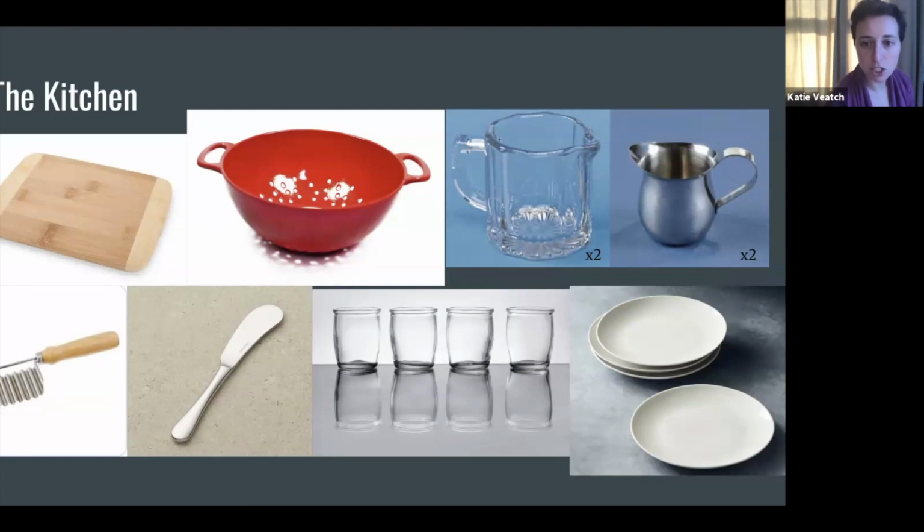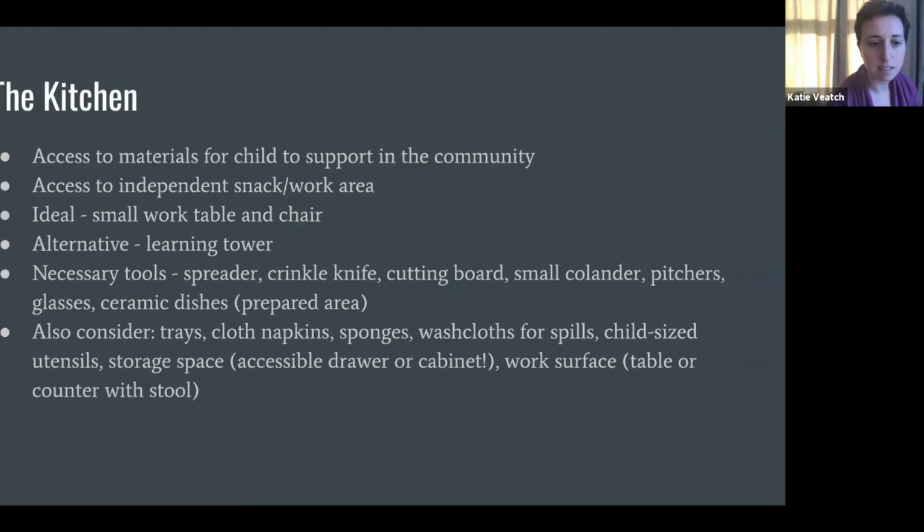You don't have to buy special dishes, but it's nice to have them down low and accessible. We're going to look at a couple of ideas for that. And then also consider for your space trays, cloth napkins, sponges, washcloths for spills at child's level so that they can reach in and grab them.